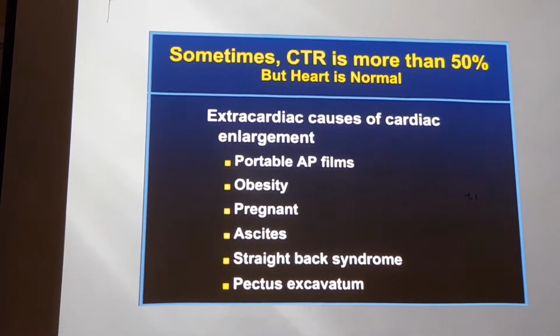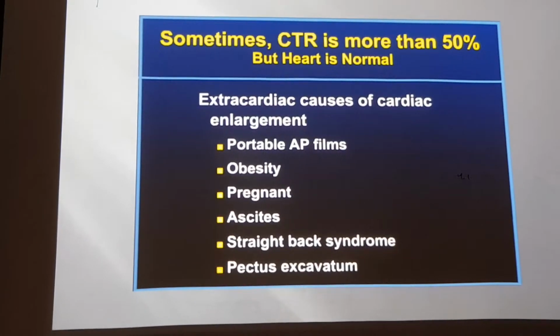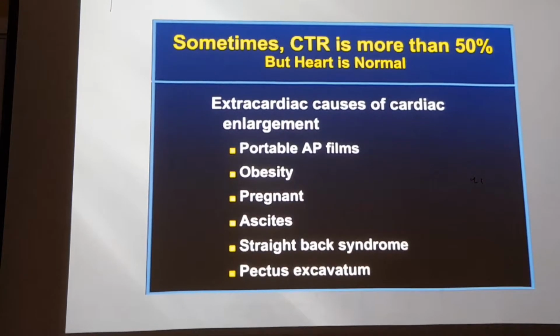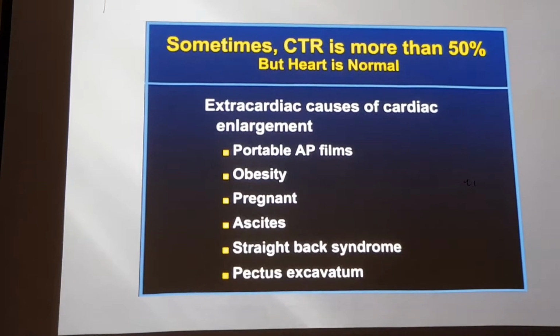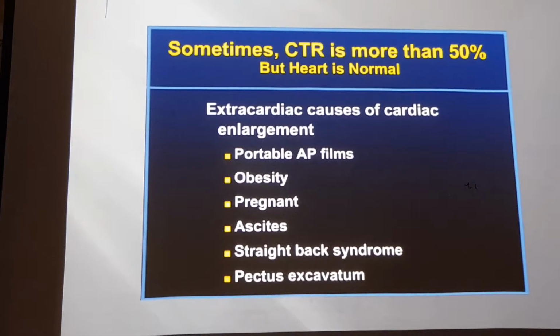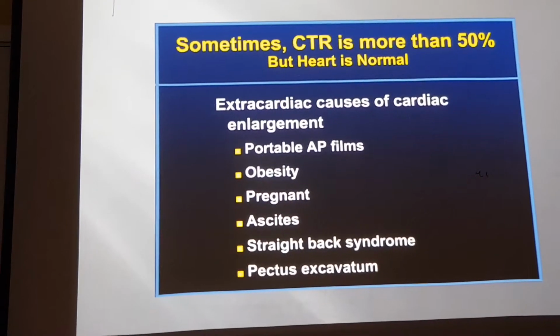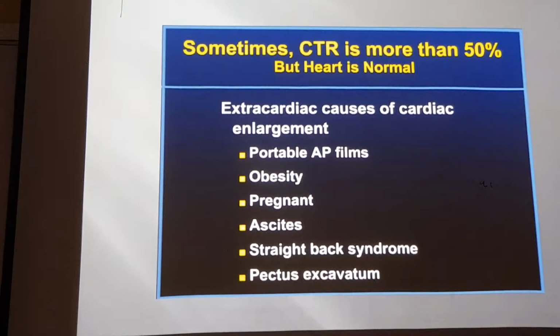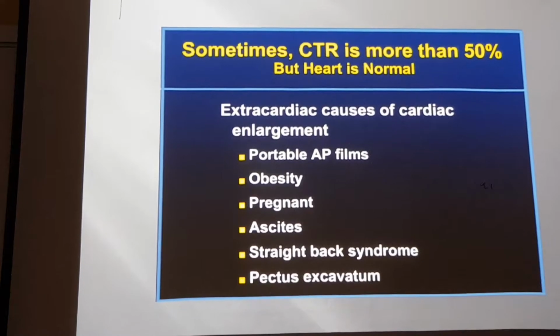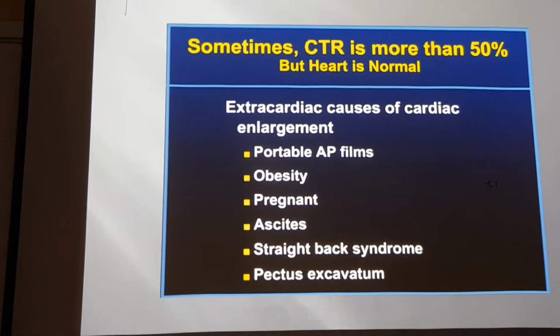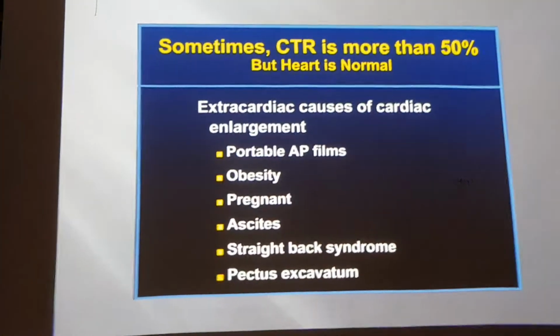If you're pregnant, it's a compensatory physiology of the heart, because you're supplying the mother and the baby. So that's a compensatory hypertrophy of the heart. If you have ascites, ascites pushes the diaphragm upward, so it will make the heart bigger. And also straight back syndrome, which causes narrowing of the AP diameter of the chest, so it also compresses the heart. And also pectus excavatum, do you know pectus excavatum? It also narrows the AP diameter of the chest, so it compresses the heart and makes it a lot bigger than normal. So these are the extra cardiac causes of cardiac enlargement.